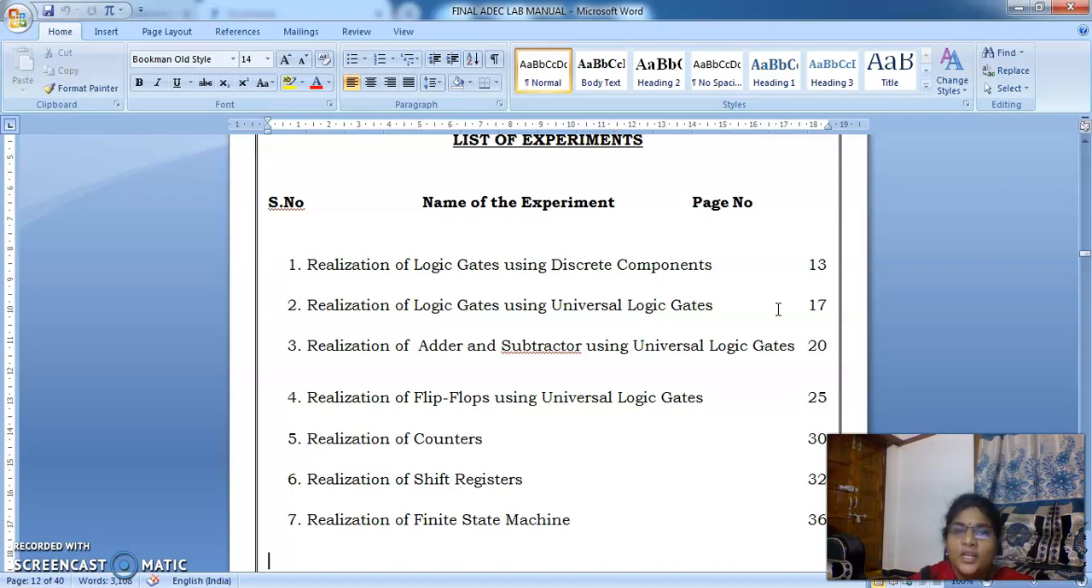Third experiment is realization of adder and subtractor using universal logic gates. If we observe the second, third and fourth experiments, by using universal logic gates, means by using NAND and NOR logics, you need to construct the logic gates, the combinational circuits and the sequential circuits. Here the combinational circuits are adders and subtractors.